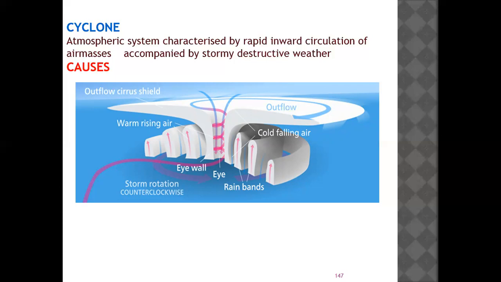The cyclones which generally occur in the Bay of Bengal, Arabian Sea or Indian Ocean are known as tropical cyclones. You must have heard about many tropical cyclones like Hudhud, Fani or Kyarr. These are some examples.